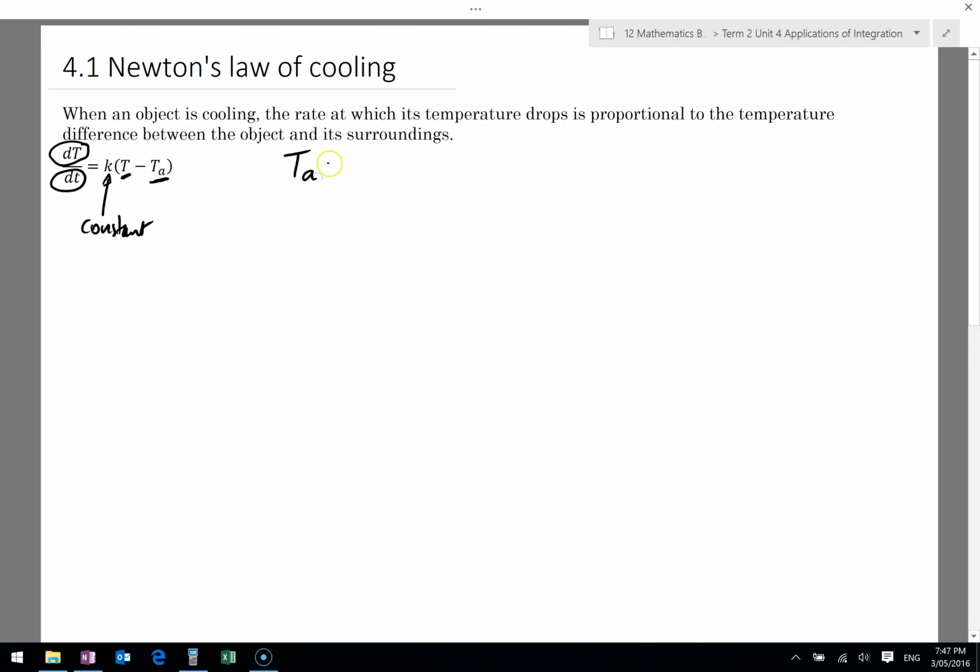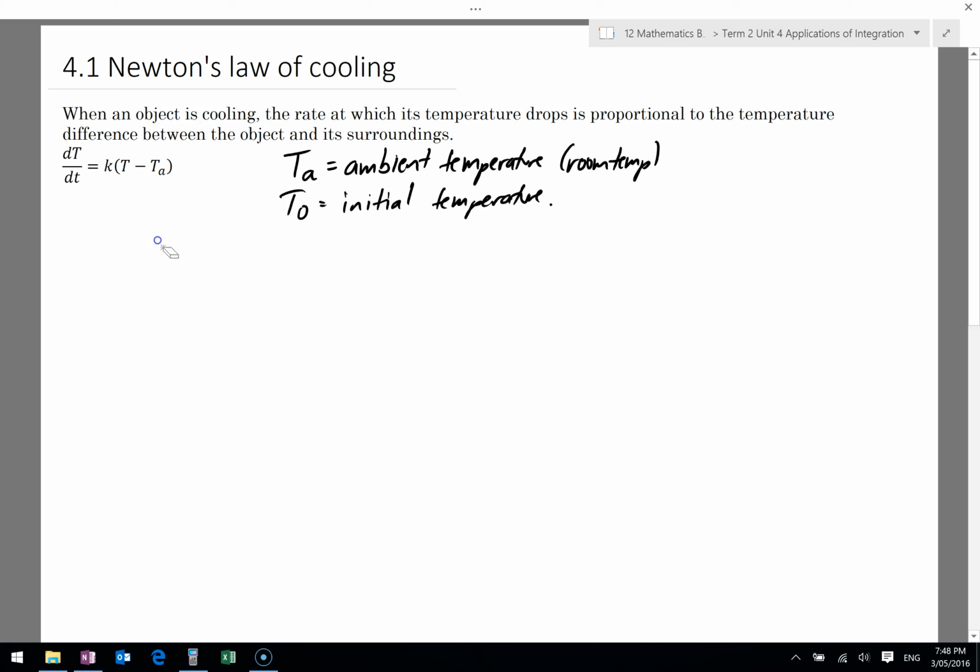So just to define a few things, TA is the ambient temperature, sometimes also written as the room temperature. And T0 is the initial temperature of the object. So I need to somehow find some formula for the temperature as a function of the time. That's my goal. The way I'm going to do this is using separation of variables. So I'm going to start by multiplying by dt.